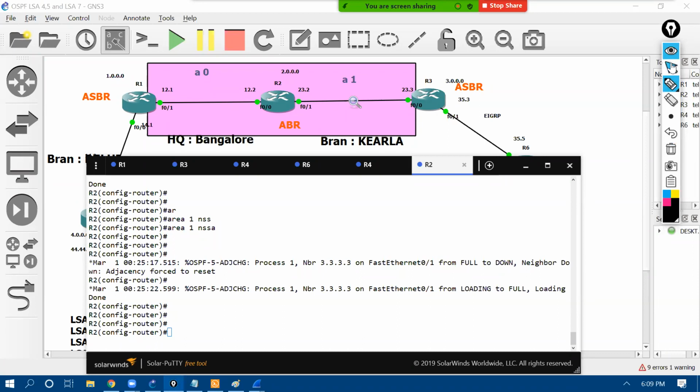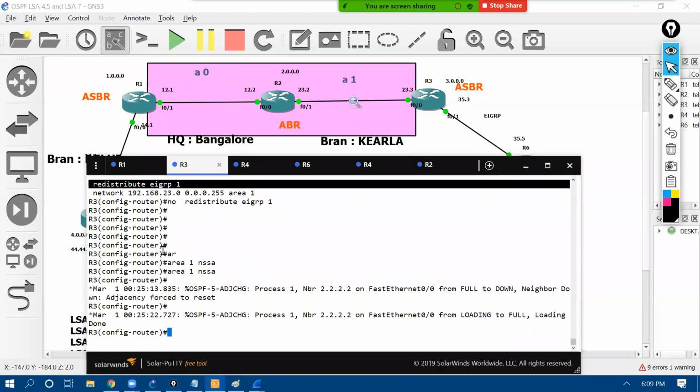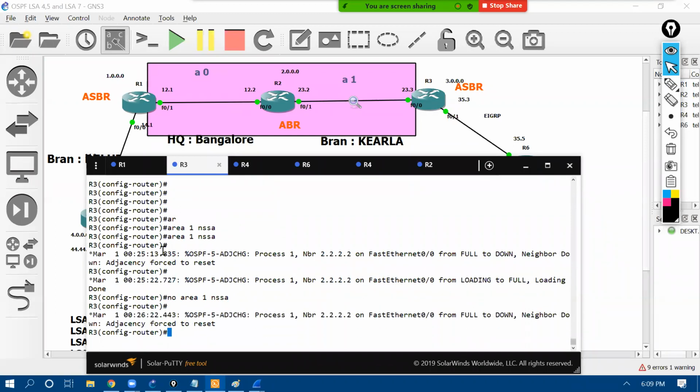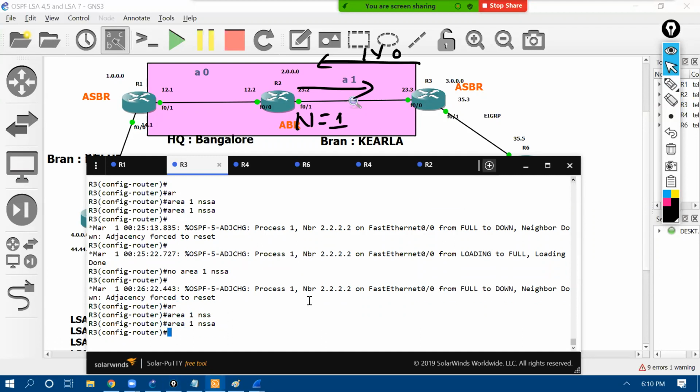Let me show you what I can do right now on R3. Let me remove this and you can see that the neighborship will be dropped, from full state to down state. It means that this guy is sending the NSSA flag 1 and this guy is sending the NSSA flag 0. How can we form the neighborship? Not possible. So you have to configure it on every router, right?